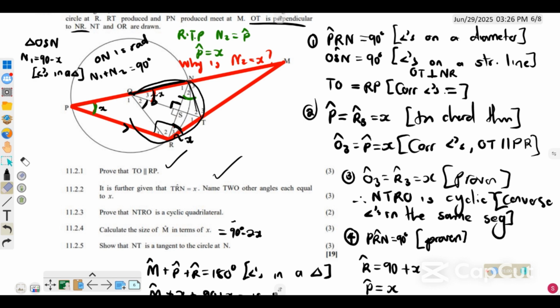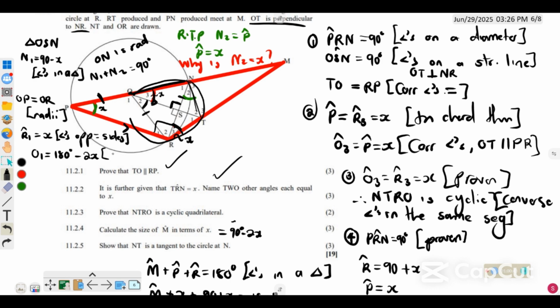Let me remove this. Because what I'm seeing right now is that I have an X there. And for the mere fact that OP will be equal to OR, and that's a radii, it simply means that R1 will also be equal to X. R1 will be X, and those are angles opposite equal sides. So from here, I can work it out. How? I can find O1, sum of angles in a triangle. O1 will be 180 degrees minus 2x. It's getting longer now, but this will allow me to find O2.